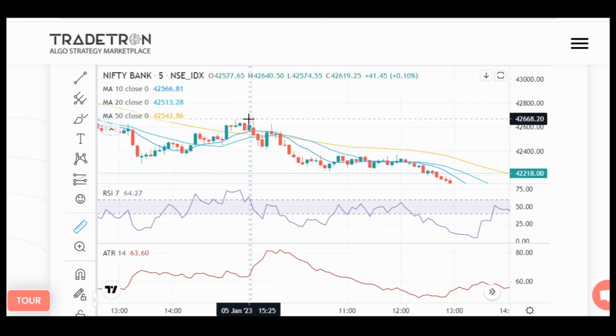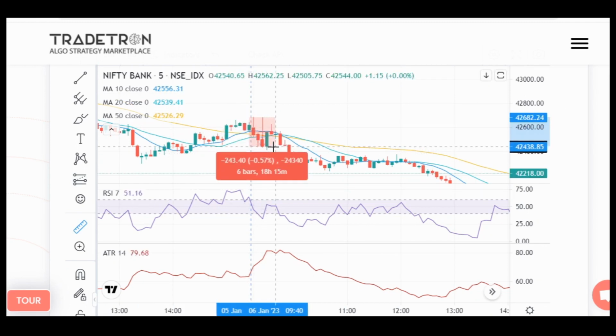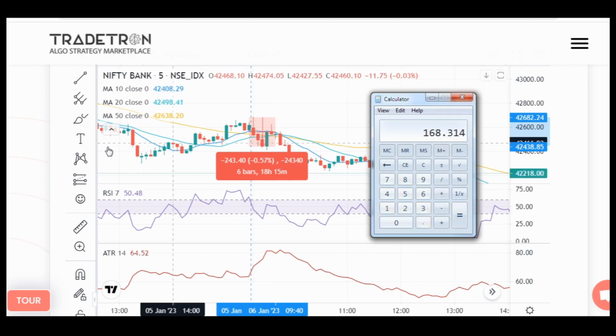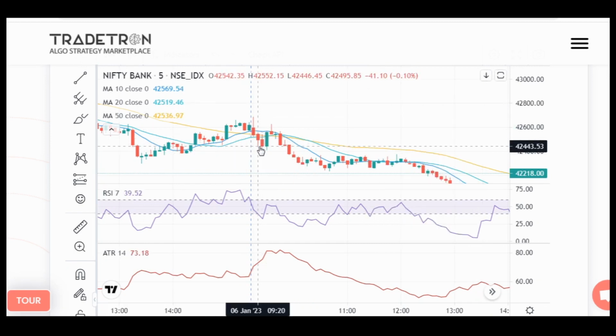Let me recheck. Yes, 243 level, and the ATR was at 73.18. So 73.18 into 2.3 is equal to 168.314. So ATR at that time, at 925, was much below our threshold level.